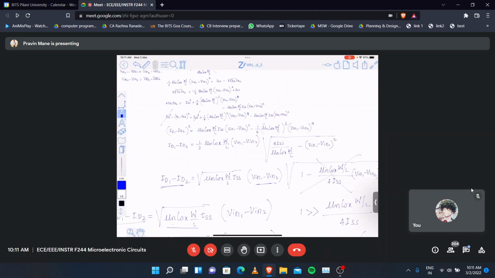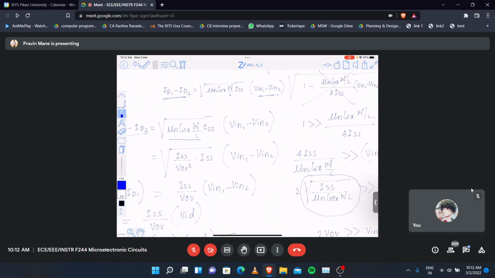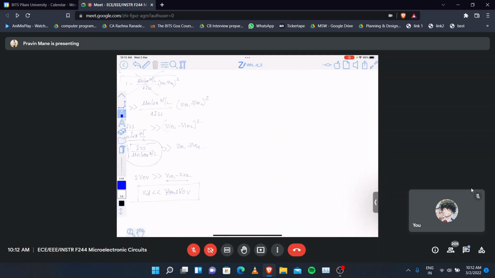Okay, so this is what we call the large signal model. And what is the condition now? VID should be less than twice the overdrive voltage. When this happens, your circuit is valid. You can see that the input voltage we are applying on one side is VID by 2.